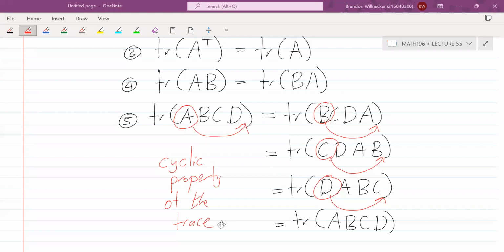Okay, and it has to be this counterclockwise thing. So you take the first element, you put it at the end, and then you can repeat that as many times as you want. Okay, and the trace remains the same.